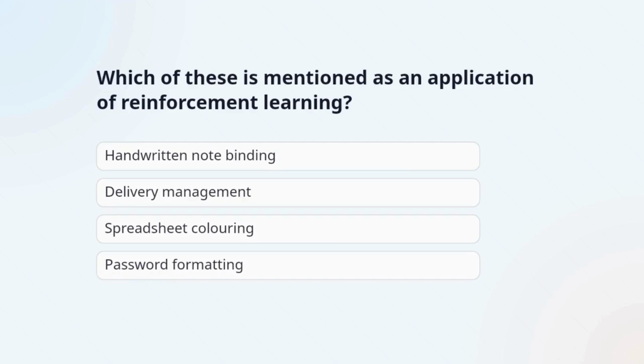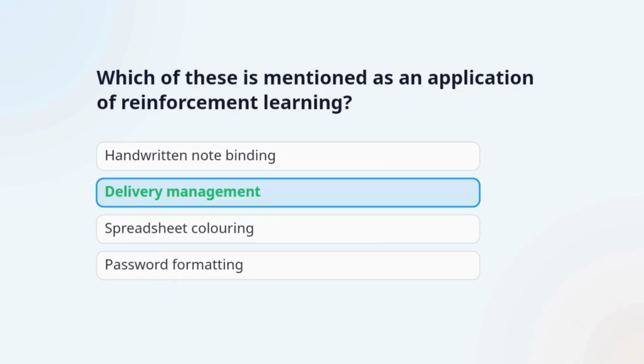Question 3. Which of these is mentioned as an application of reinforcement learning? The correct answer is delivery management. The article lists robotics, delivery management, and game-playing AI as applications.